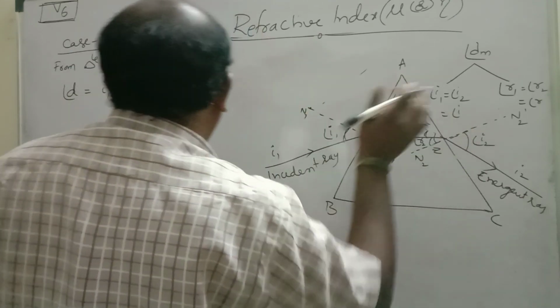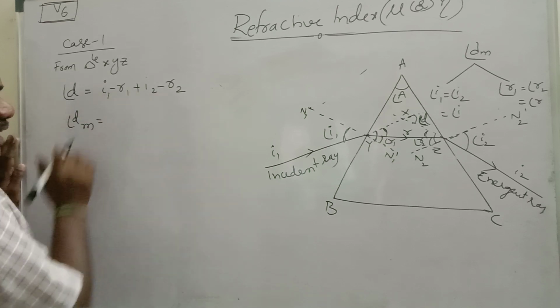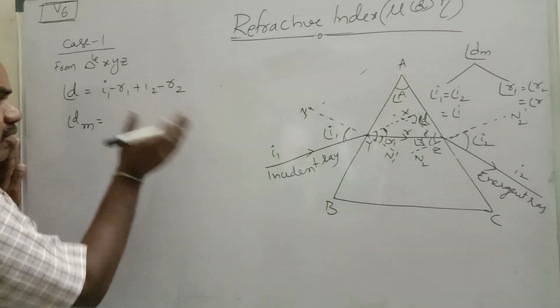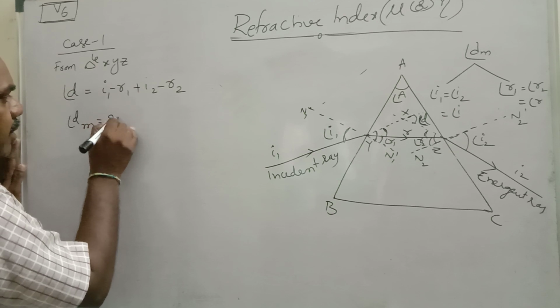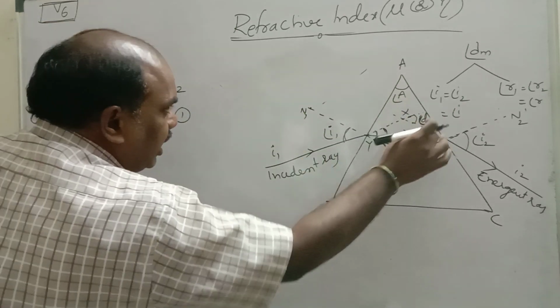So let it be I and R. I am substituting here: angle DM is equal to I plus I, minus 2R, that is, 2I minus 2R. Let it be equation number 1, from the small triangle.